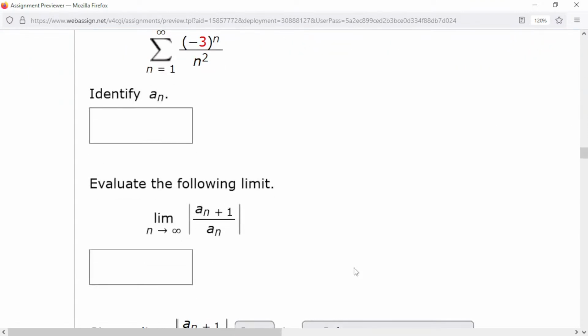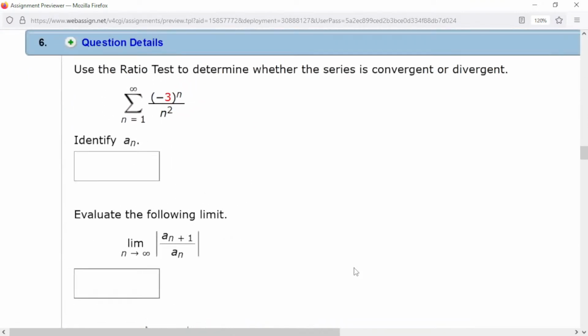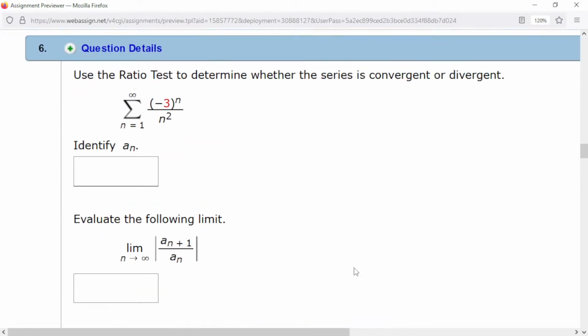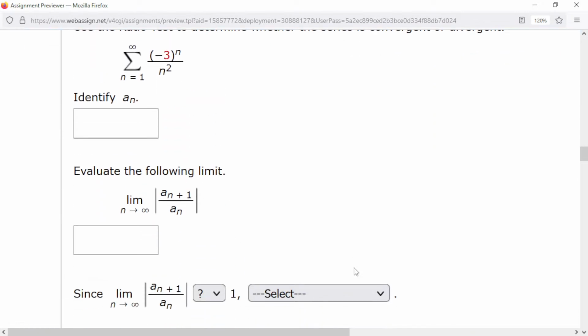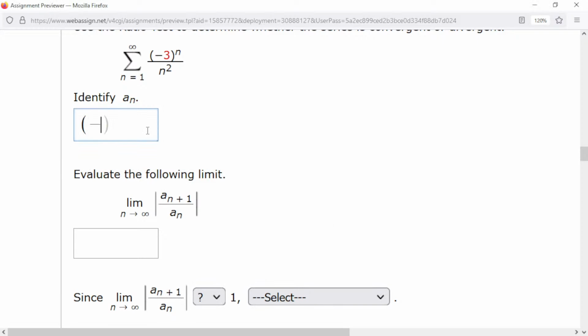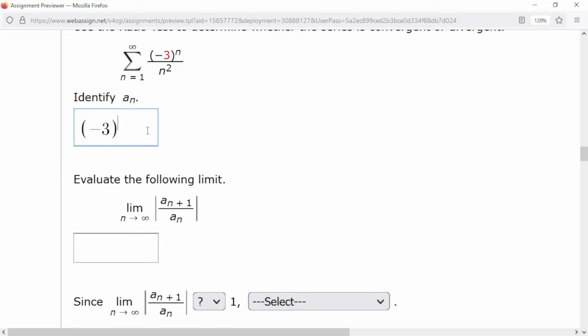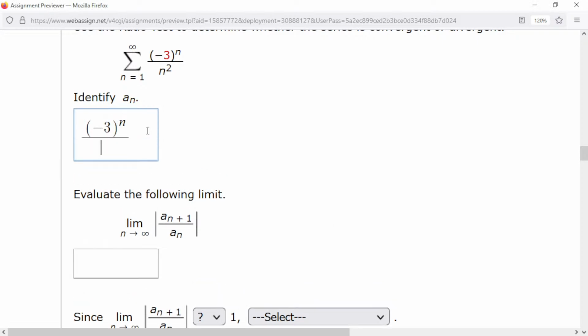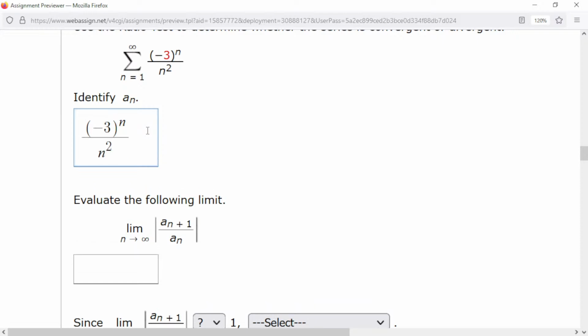And then it says evaluate this limit. So, I see. So it's basically walking you through this. So the first thing to do is to identify A sub n. That is A sub n. So here, I might as well type this up. Hold on a sec. Let's see. Is that there? Yeah. A sub n. So you just type this, -3 to the n divided by n squared. So there's A sub n.